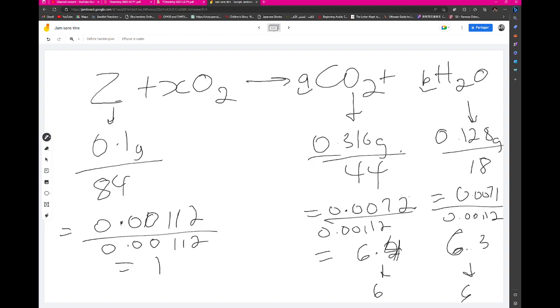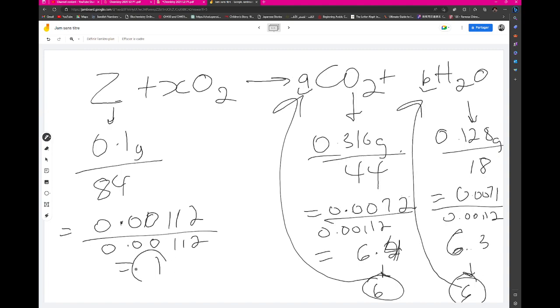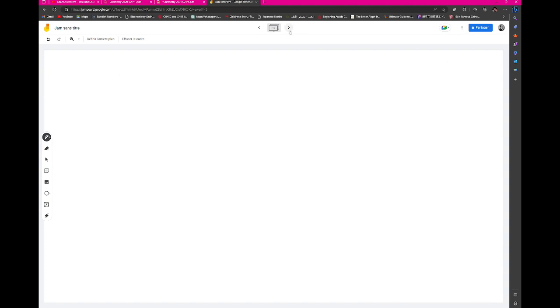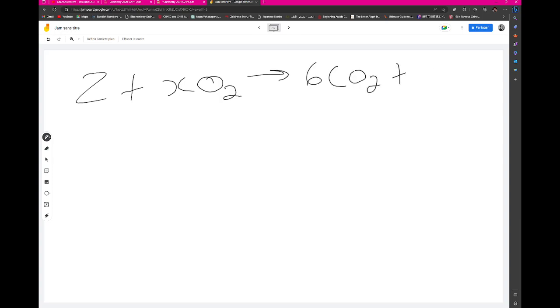So we're saying that we have 6 moles of carbon dioxide, 6 moles of water, and 1 mole of Z. So let's fix up this equation now, right? We say we have Z plus, don't know how many oxygen, and it gives us 6 moles of carbon dioxide plus 6 moles of water.